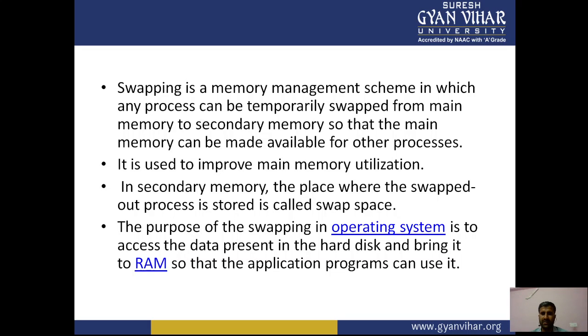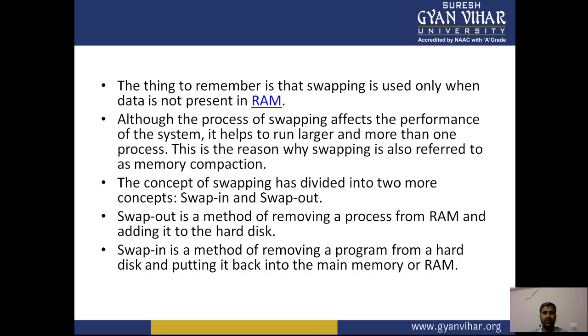So it is very easy to understand the purpose of swapping. The purpose of swapping is all about how we can use the hard disk space with the help of RAM, right? The thing to remember is that swapping is used only when data is not present in the RAM. When the CPU wants to execute a process and the particular process is not there, it is present in the secondary memory, then we can use the swapping concept, right?